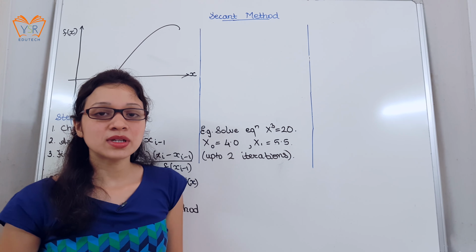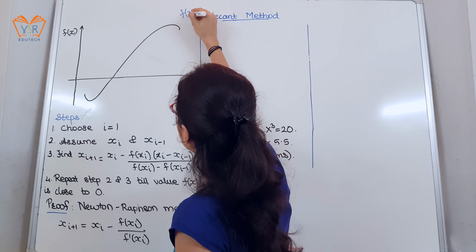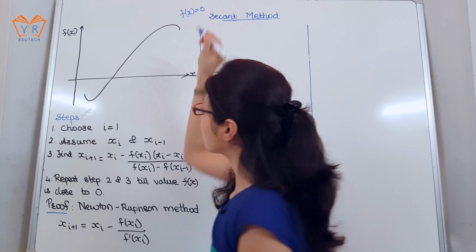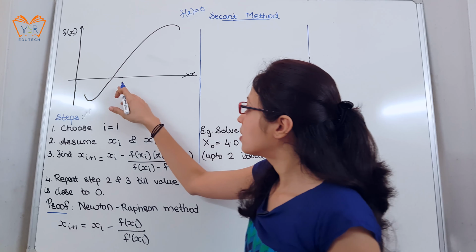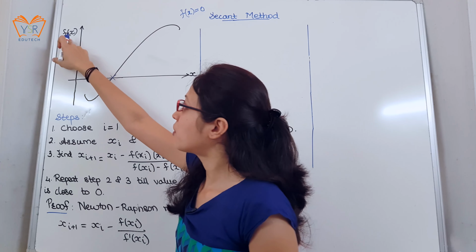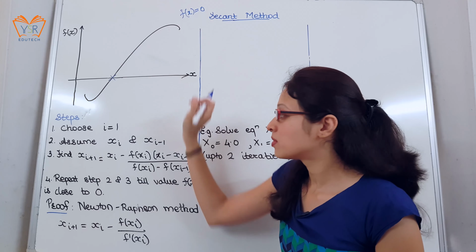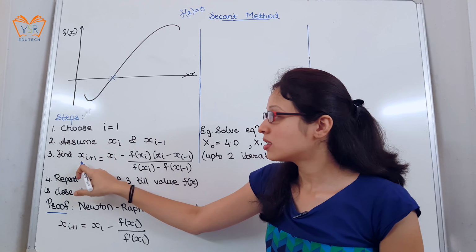It is one of the numerical methods that is used to find an approximate root for f of x equal to 0. This is the graphical representation. This is any curve. We are supposed to find the value of x at which f of x is equal to 0. We'll understand the graphical representation through the steps.